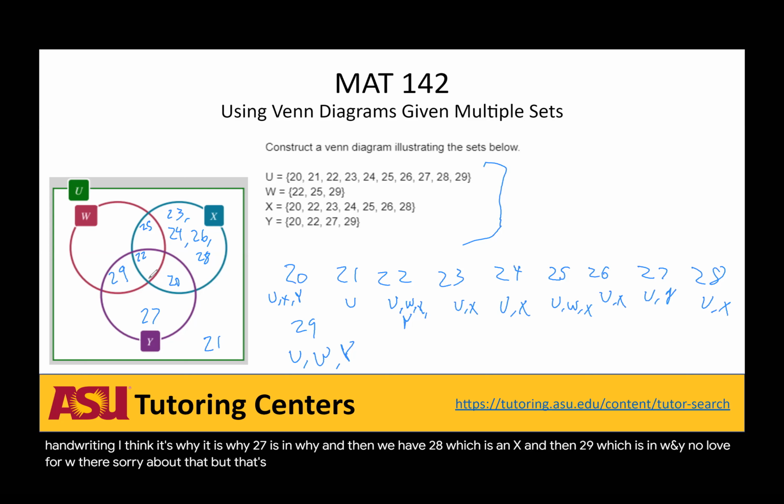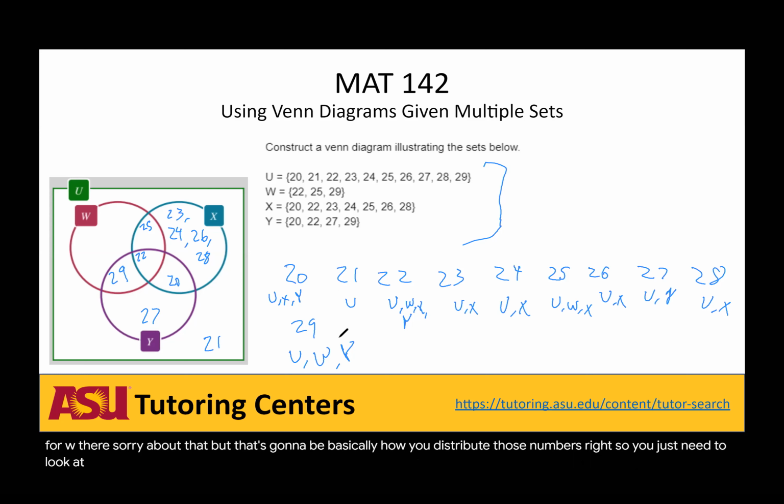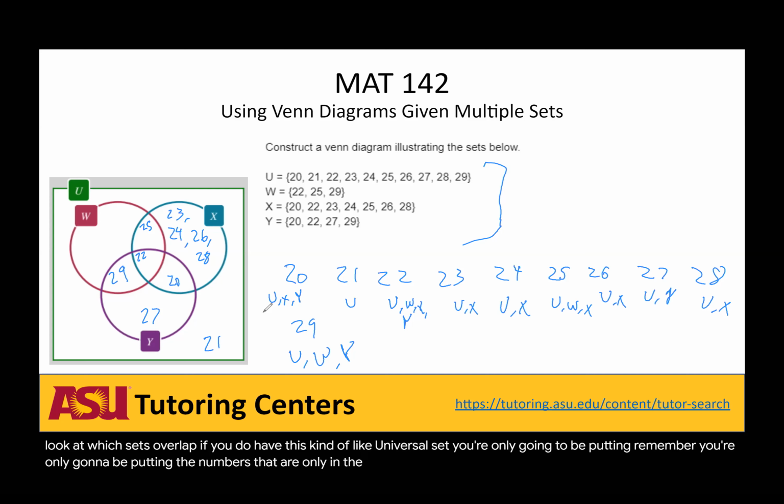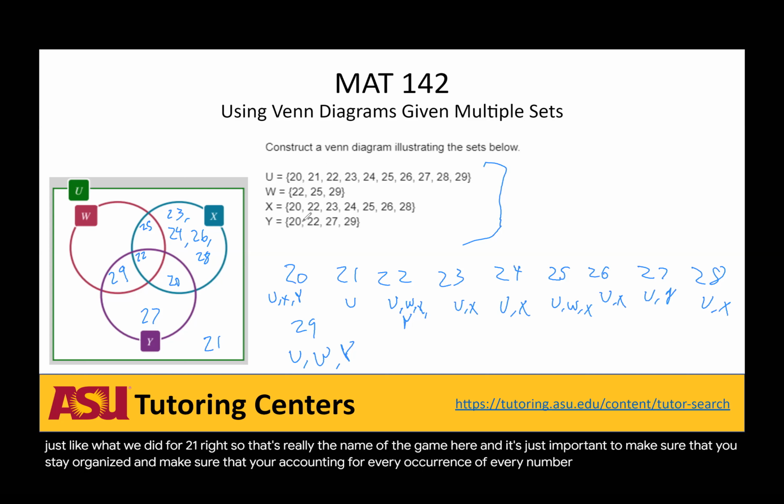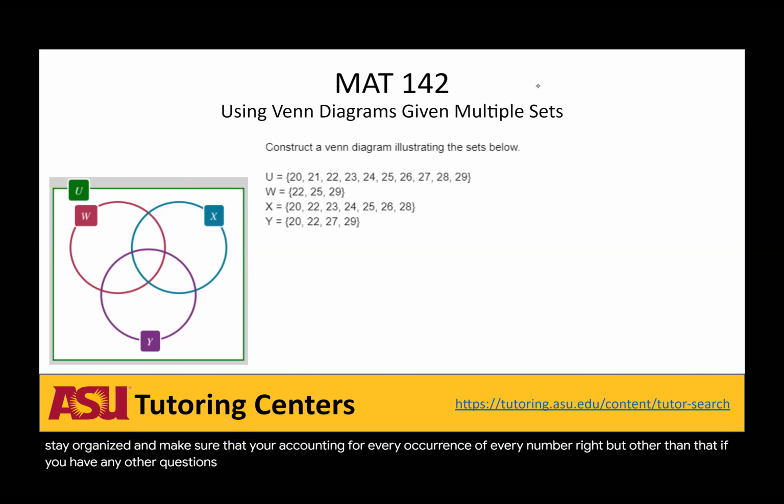But that's basically how you distribute those numbers. You just need to look at which sets overlap. If you do have a universal set, remember, you're only going to be putting the numbers that are only in the universal set and in none of the other sets on the outside here, just like what we did for 21. So that's really the name of the game here. It's important to make sure that you stay organized and that you're accounting for every occurrence of every number.